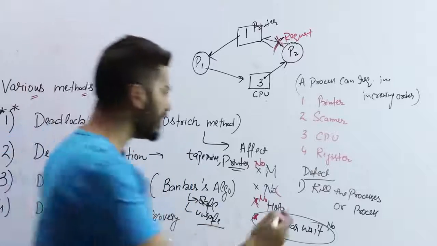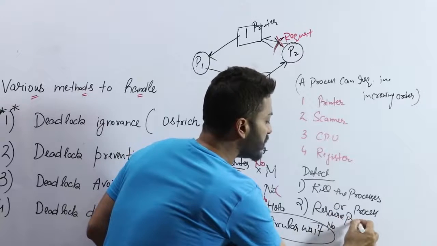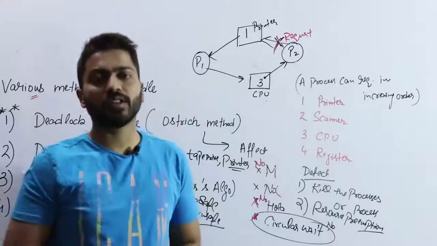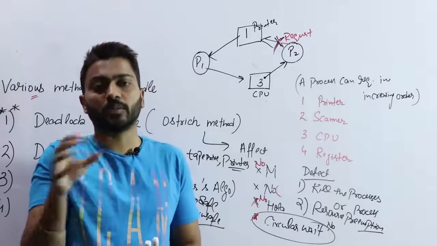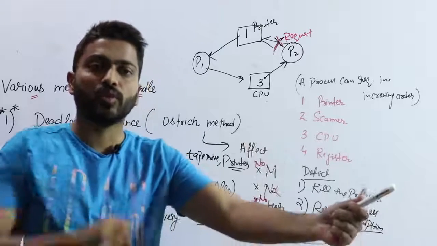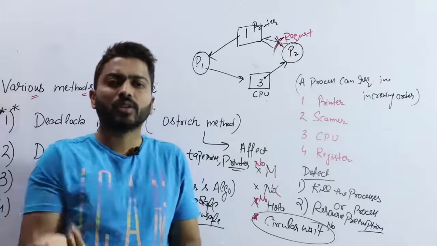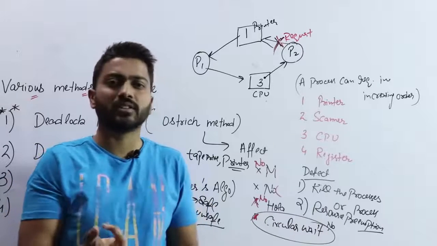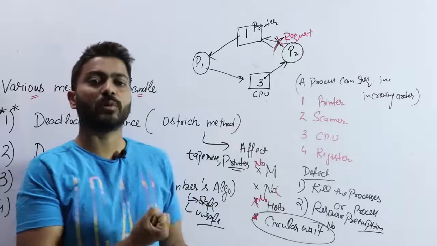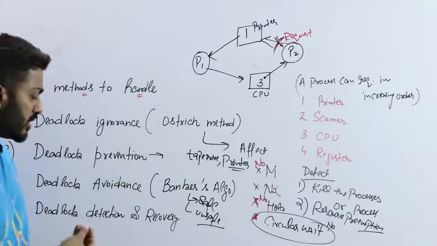One more thing can be done, resource preemption. Resource preemption means we will preempt the resource from a process. Means a process has taken some resource and is waiting for some other resource. We will preempt whatever resource it is holding. Although it is again a kind of fuzzy method how we can preempt the resource from a process, but still that is just a method, a kind of theoretical method.